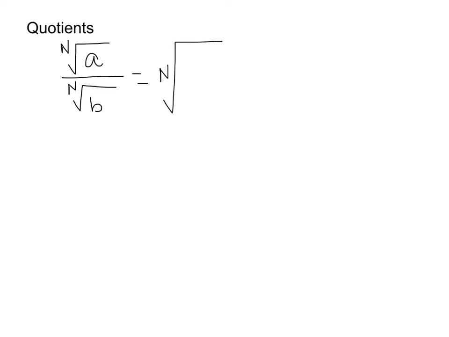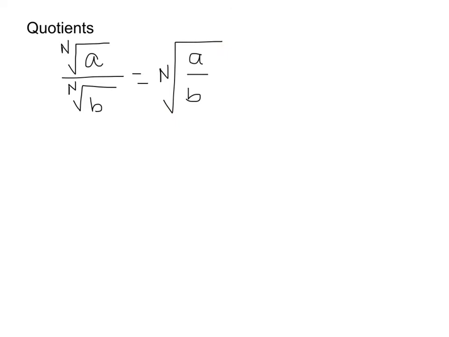In Part 1, we looked at the products. In Part 2, we're going to look at the quotients, which means if you're dividing. So the quotient says that if you take the nth root of A and divide it by the nth root of B, then you can simplify that to the nth root of A divided by B. Again, some things for you to notice, they have to have the same radical, otherwise you cannot make it into one radical all by itself. So let's look at an example using this.